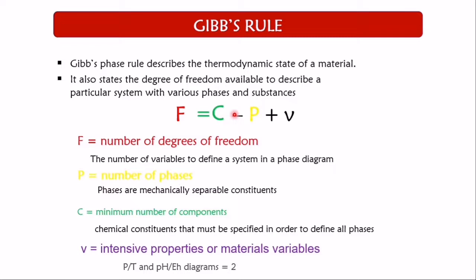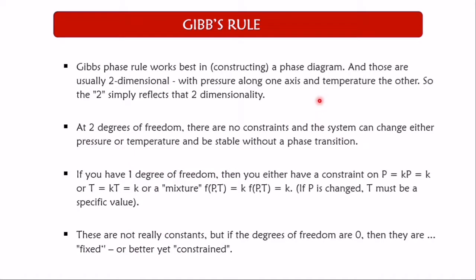If it's pressure against temperature, then it's 2 because we have pressure and temperature. But if it's pressure against composition, it's only pressure, so the intensity property becomes 1. So now let's read something. The Gibbs rule works best constructing the phase diagram, and those are usually 2-dimensional with pressure along one side and temperature along the other. So that means V becomes 2, which is the intensity property. When the degree of freedom is 2, there is no constraint. The system can change either pressure or temperature and be stable without phase transition.